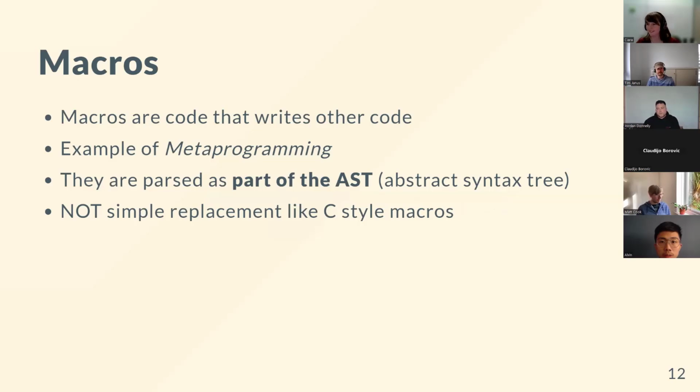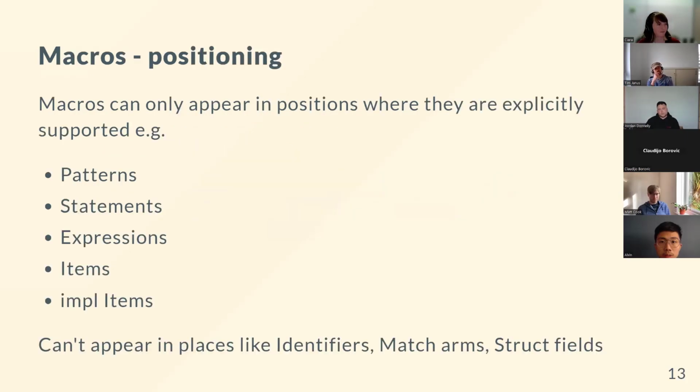We'll try and dig into it a little bit, but that's where the power comes from in Rust macros, is the point at which they're expanded. Because they're parsed as part of the abstract syntax tree, they can only appear in positions where they are explicitly supported. So these are things like patterns, statements, expressions, items, and impl items. But they can't appear partway through items, so they can't appear as match arms or struct fields, and they can't appear in identifiers.